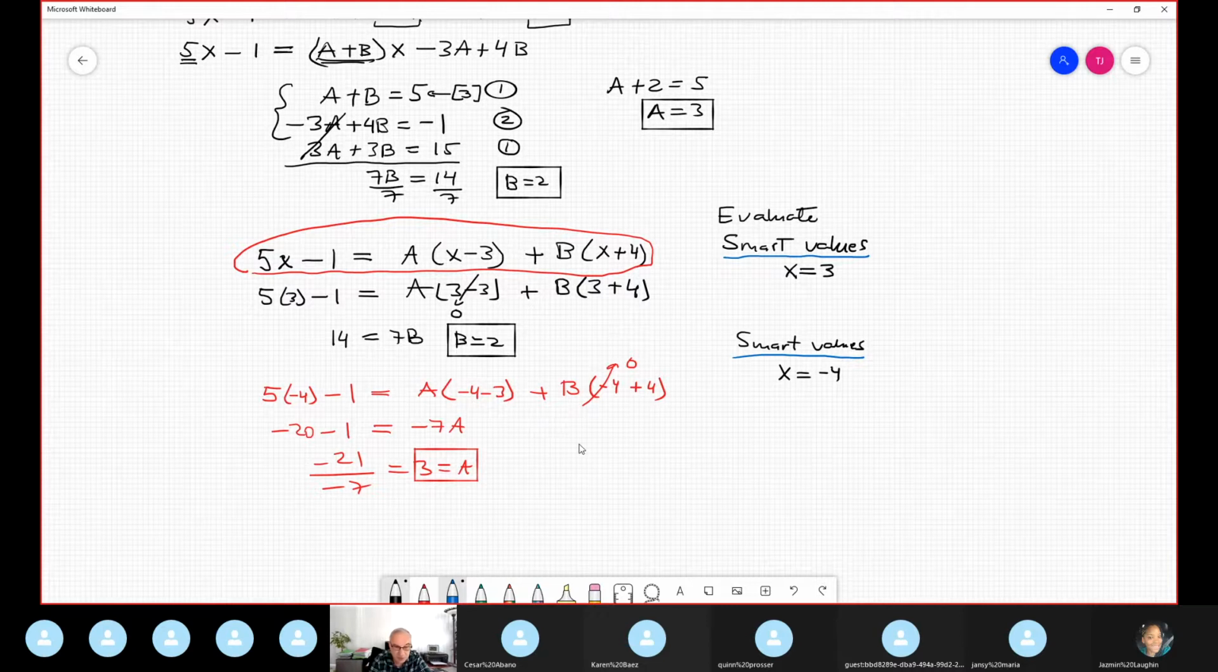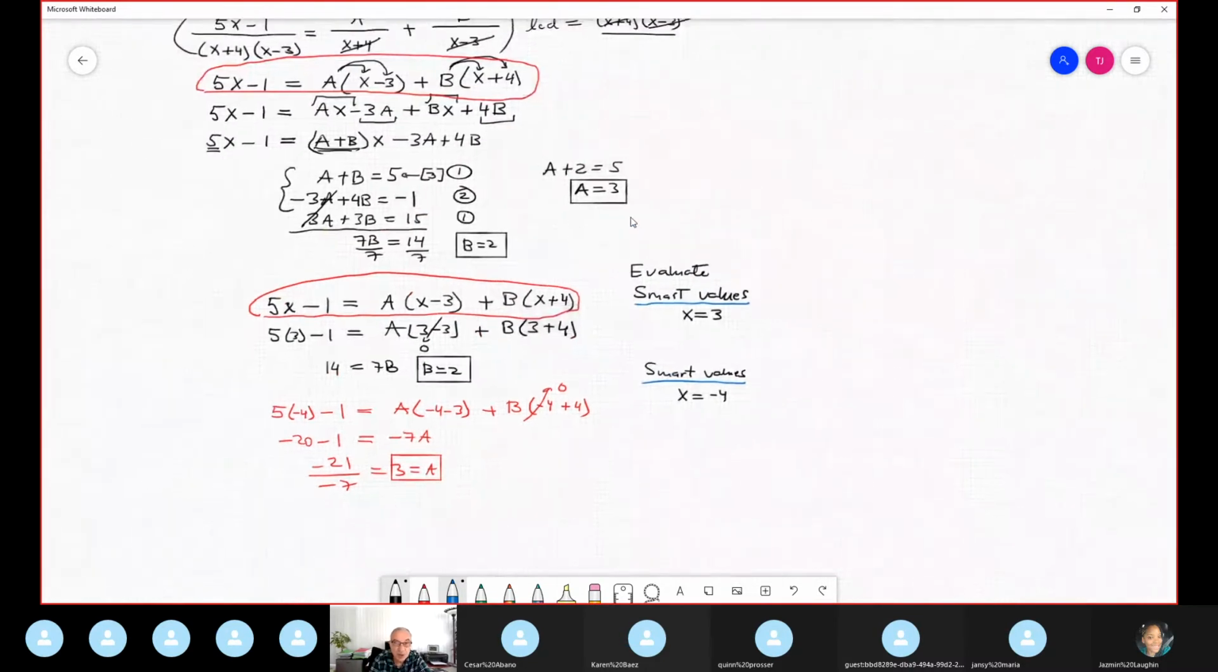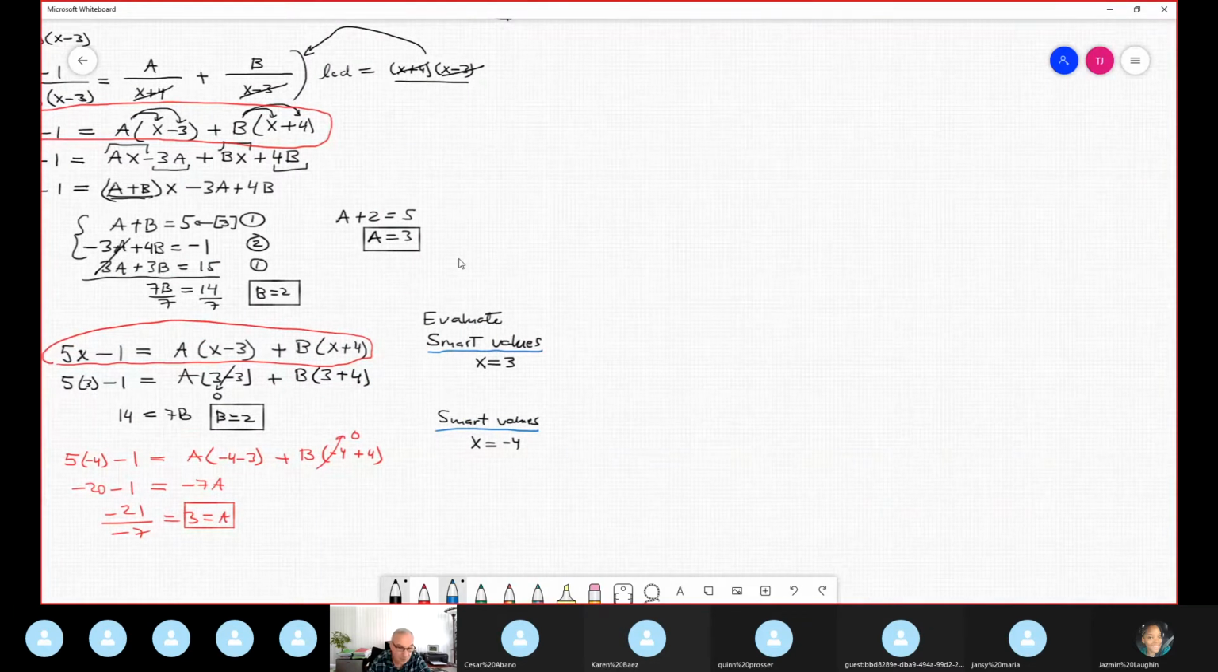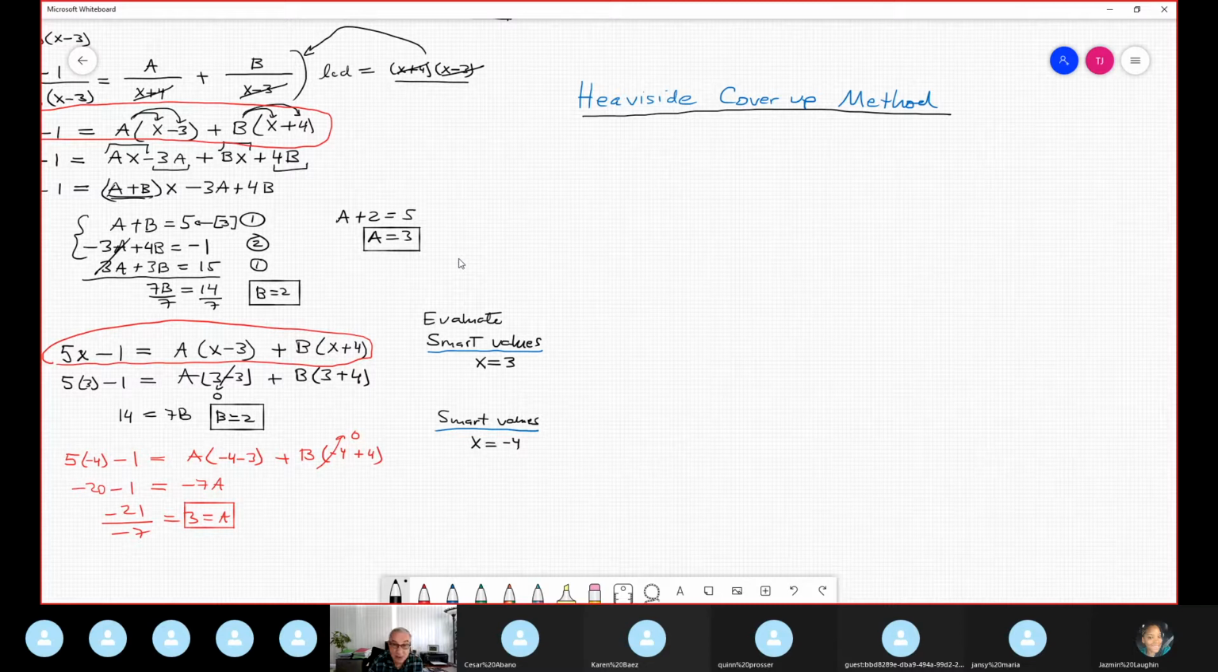This is a very famous problem. Partial fraction decomposition is a very famous problem throughout the history of mathematics. Entonces, Heaviside is the last name of one famous mathematician. Heaviside created one method that some people call the Heaviside cover-up method. Okay, what is the idea behind the Heaviside cover-up method? Well, the idea is you take the left-hand side.